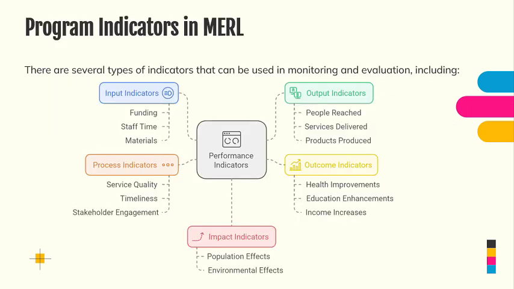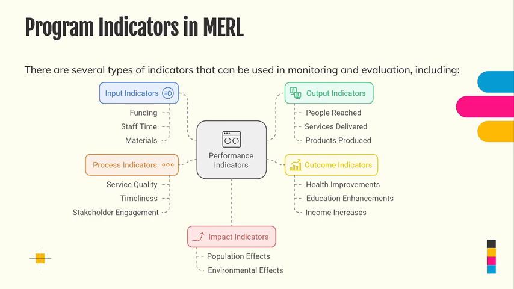We also have what we call program indicators in MERL. So there are several types of indicators that can be used in monitoring, including input indicators. With input indicators, you're looking mainly at the funding. Do we have enough resources? Do we have enough staff? Do we have materials? That's input indicators.